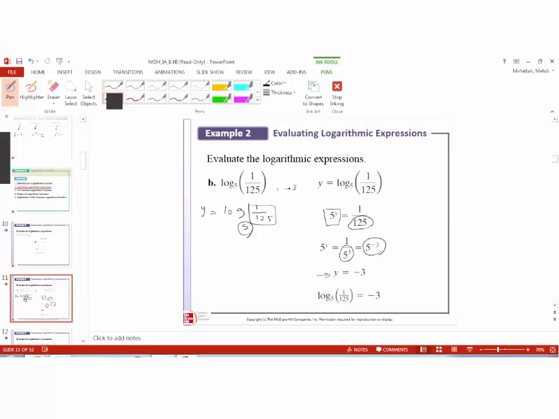But before I move on to the next example, I want to make sure we do okay with this. Can I see a check mark for every name, if you can follow what we're doing here? If you have a question, now is a good time to bring it up.